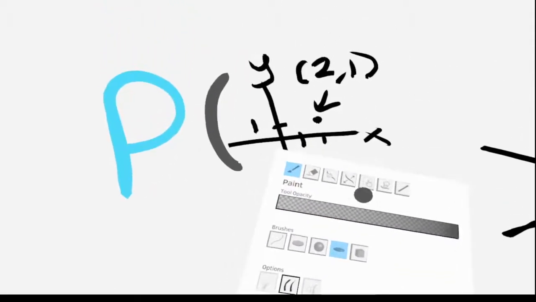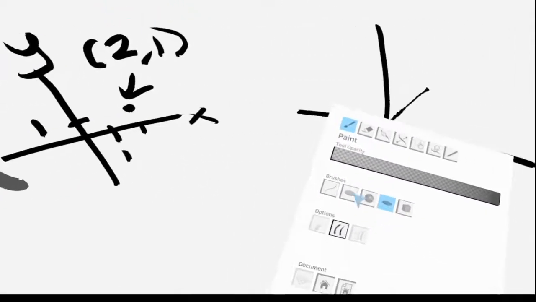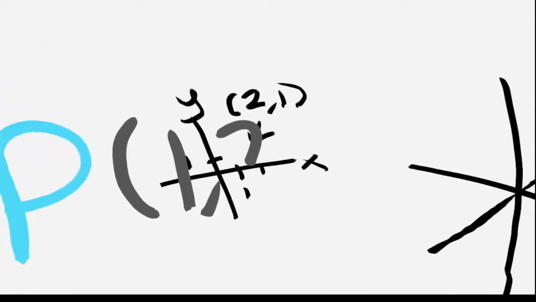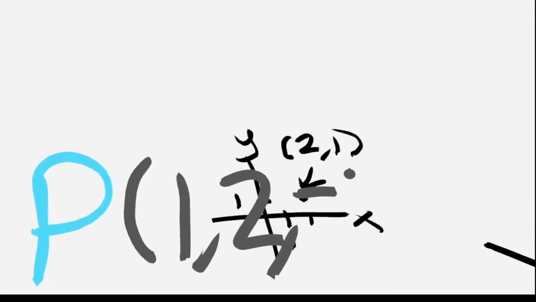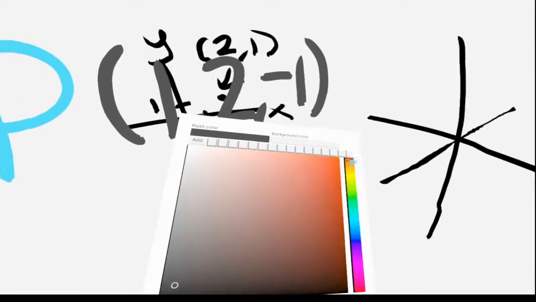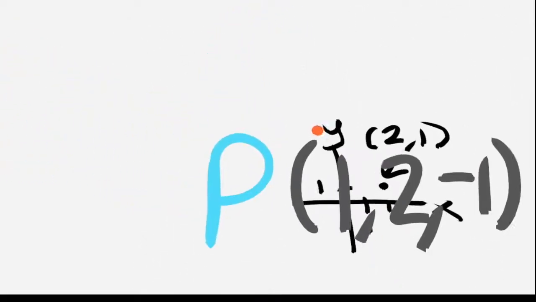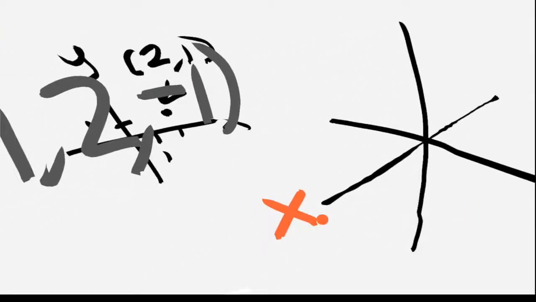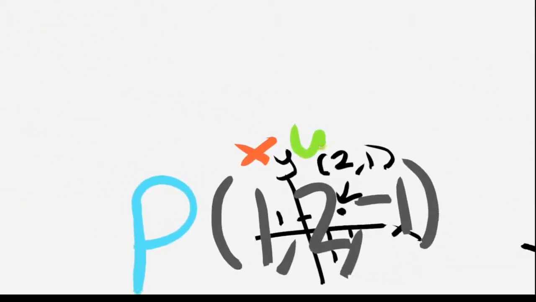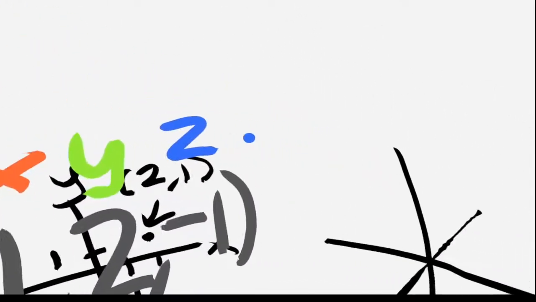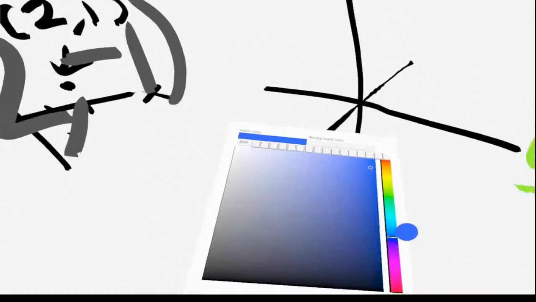This marker is kind of big, so I'm gonna make it a little bit smaller. No, that's too small. The point is 1, 2, and -1. So this is your X. Put an X here too. This is going to be your X plane. The Y, this is your Y plane. And Z, it's your Z plane.